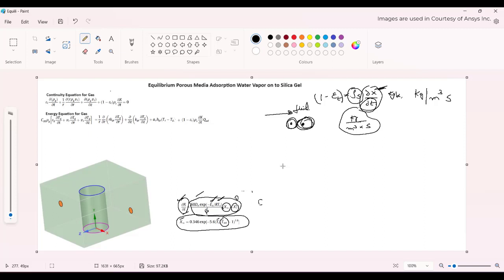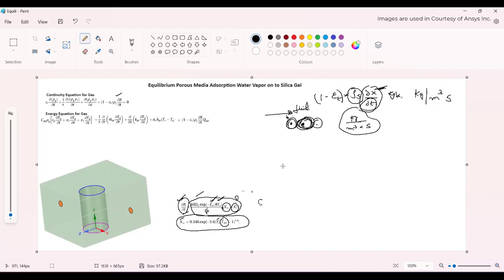You can substitute this in the continuity equation of the gas. As it goes to that side, this will be a negative term, right? This is the source term. It means the amount of water vapor that you need to remove for every time step as it is being removed from the surrounding fluid and getting into the silica gel solid.